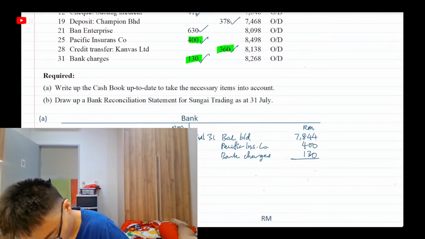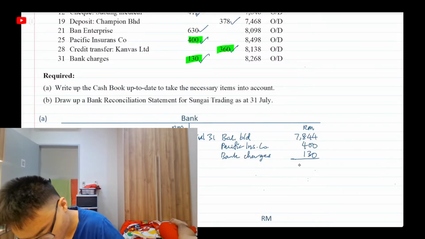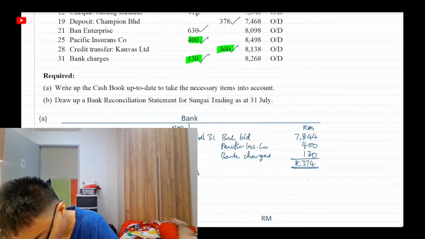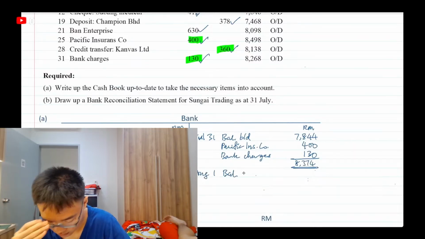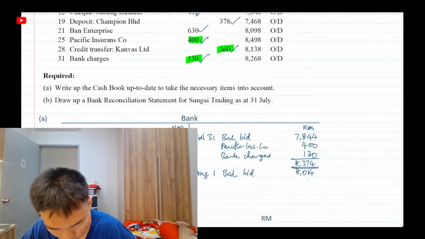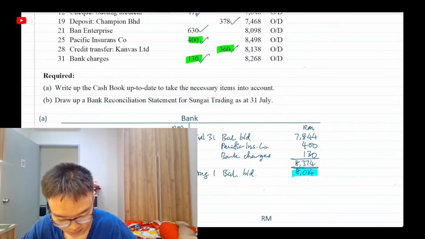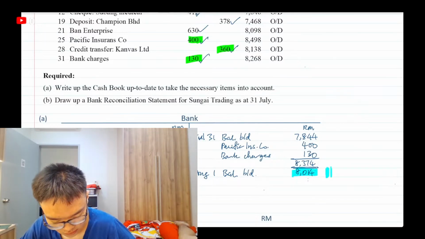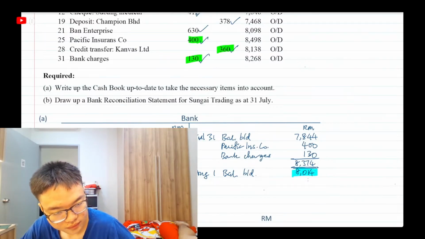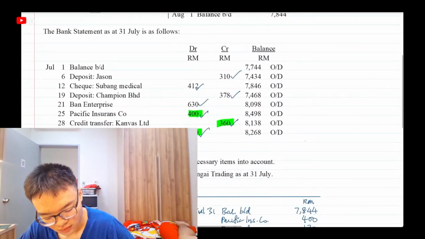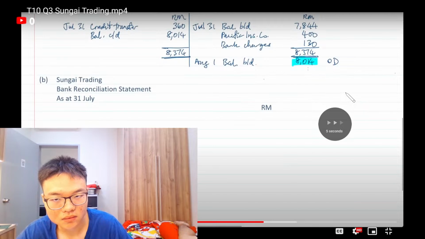Balance of the account is 8,324 ringgit. So you bring down the balance to August. So now your cash book has a credit balance, which is the overdraft of 8,014 ringgit. What about your bank statement? Your bank statement shows a calculation statement.